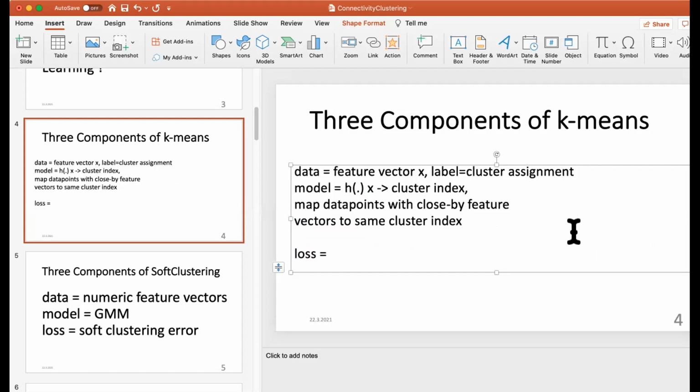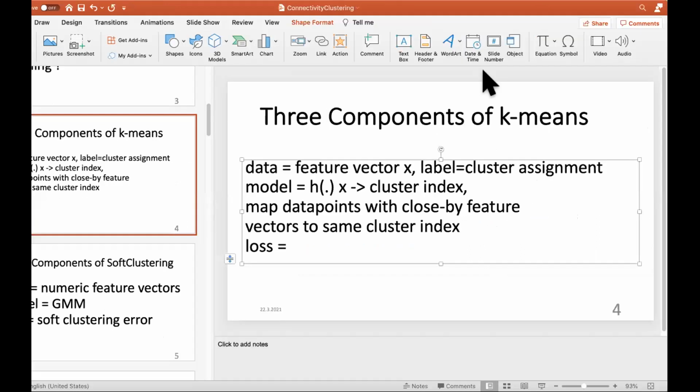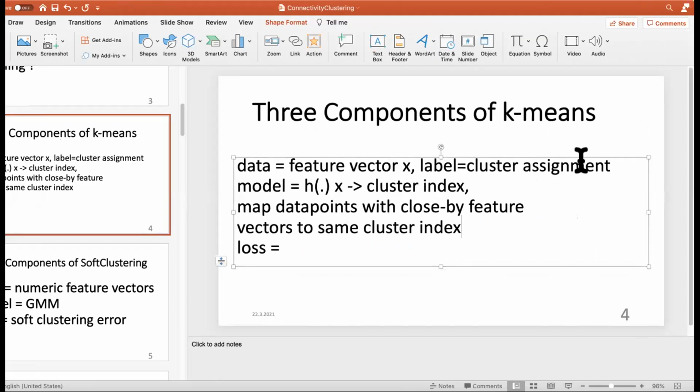What is the loss function? How do we measure how good a clustering has been? So the K-means method reads in the feature vectors of data points and outputs a predicted cluster index or cluster assignment. But then we need to measure somehow how good we are doing. So in machine learning, we always need a loss measure. What was the loss measure that is used in K-means?